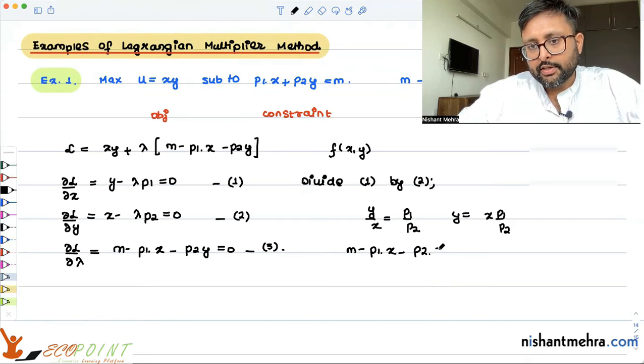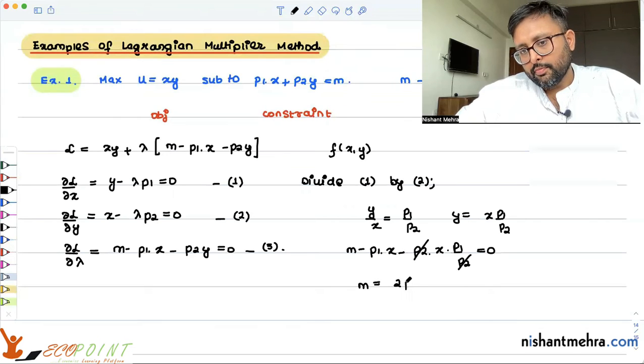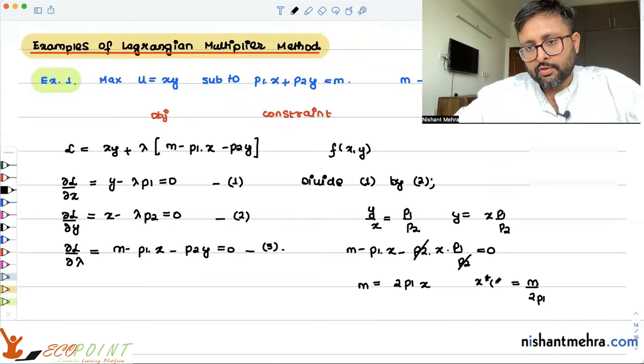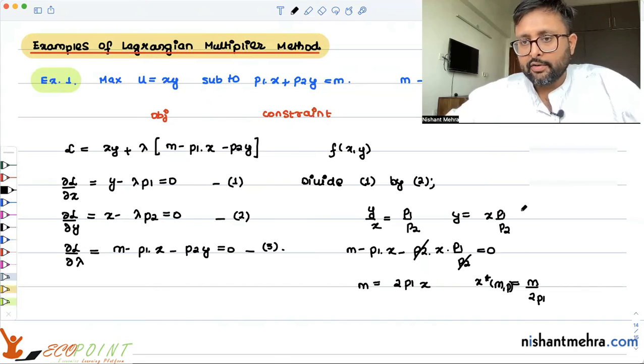In place of Y, you guys can write X P1 by P2. And then you can write it as M equals to 2P1X. So X star equals to M by 2P1. So this is the function of income and prices, right? The moment you have X star with you, you can find out Y star. What will that be? X star into P1 by P2.